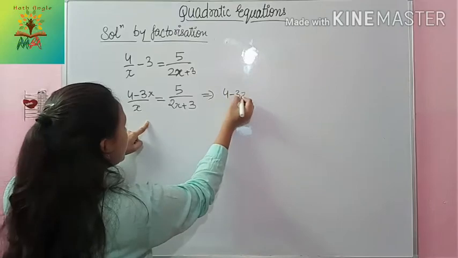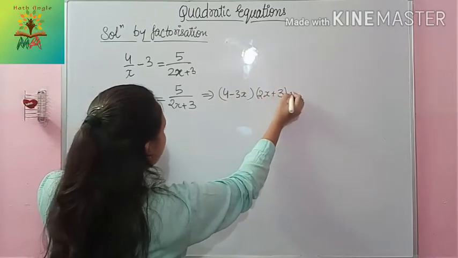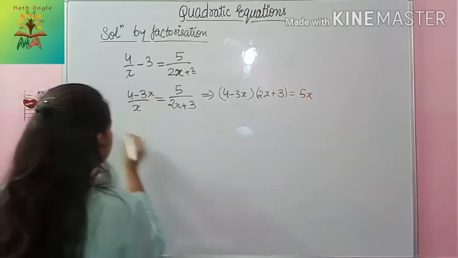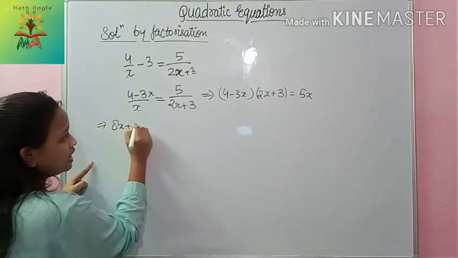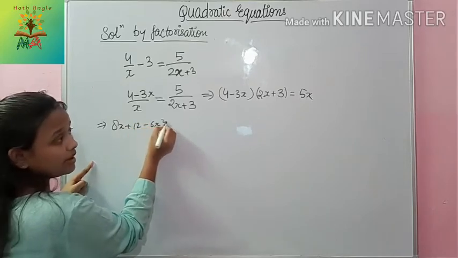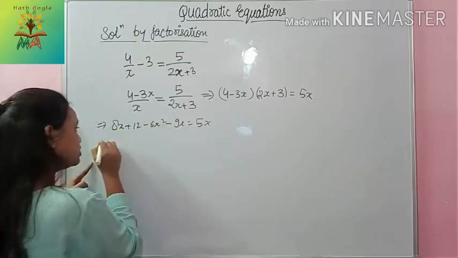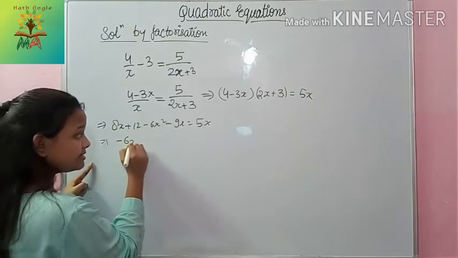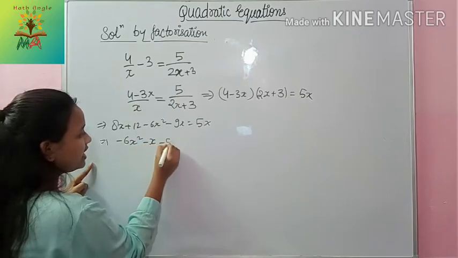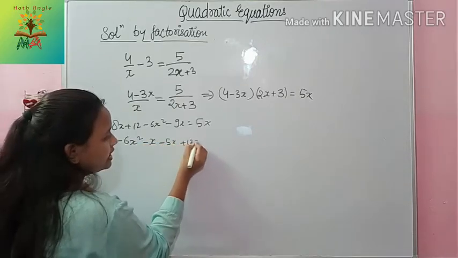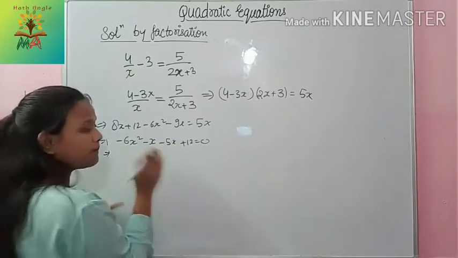4 minus 3x into 2x plus 3 is 5x. So this means that 8x plus 12 minus 6x square minus 9x is 5x. So here I have minus 6x square minus x minus 5x plus 12 is a 0. So यहाँ पे I am taking minus sign common.